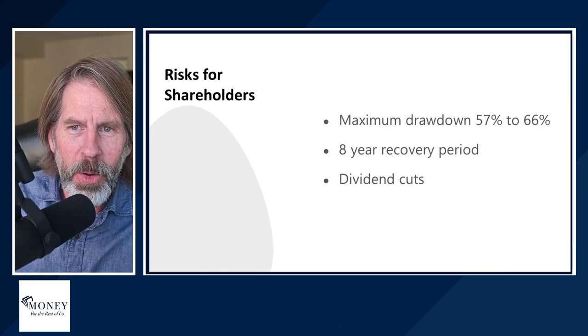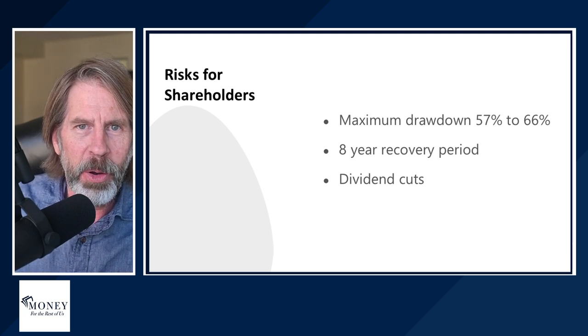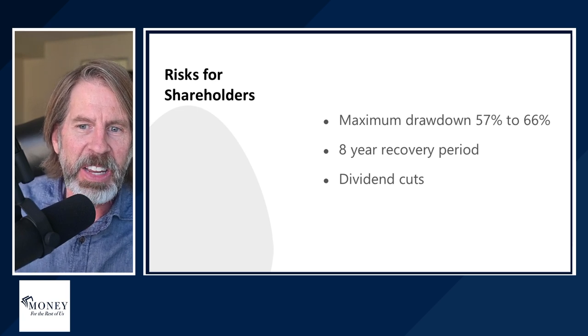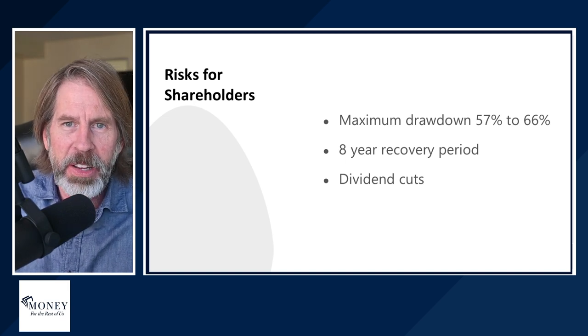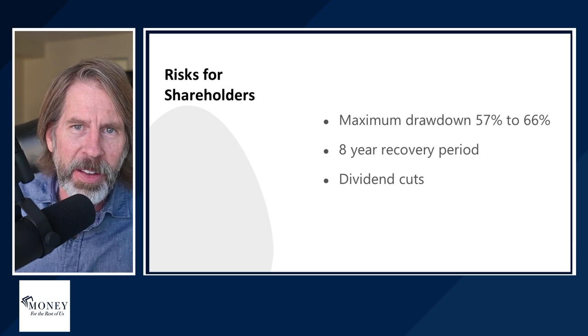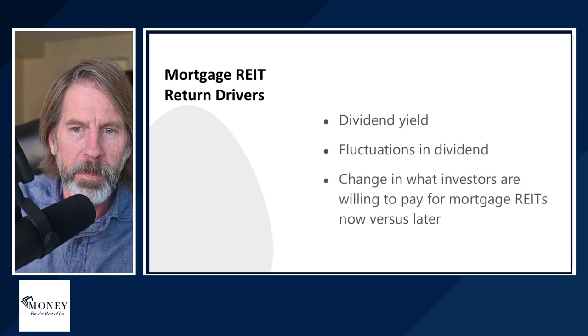So let's look at what the impact of some of these risks are on the actual performance of mortgage REITs. Well, as an owner of mortgage REITs, the prices can fall. And in the worst case scenario, they have fallen 57% to 66% and taken 8 years to recover. And the dividends can be cut. So while the dividend yield can be 9, 10, 11%, if the dividend is cut, the mortgage REIT falls in price, which lowers your return.